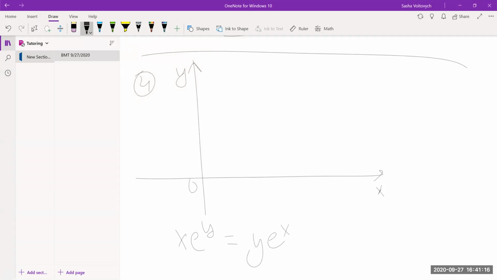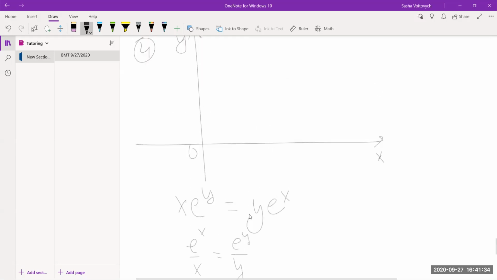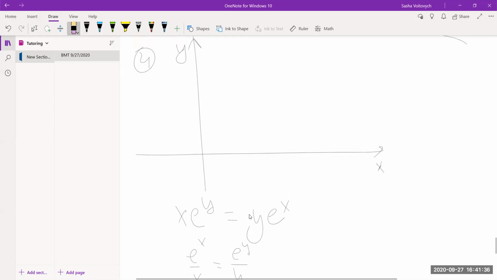Yeah, so e to the power x over x is an alternative way of expressing the same equation, just with separate variables. If we graph this, it would be in two pieces. First of all, x equals y is a solution of this equation.